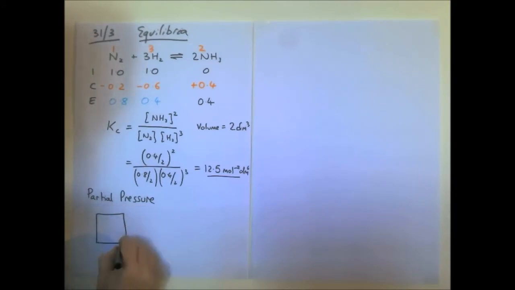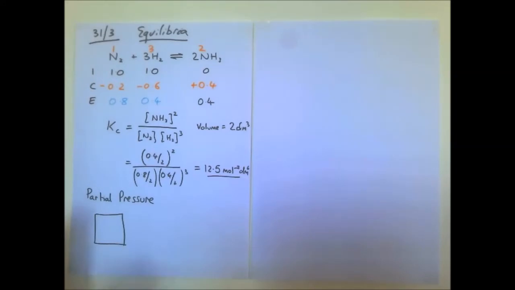So the partial pressure of a gas is the pressure that gas would have if it was the only gas in the container. So let's say we've got two gases in a container.